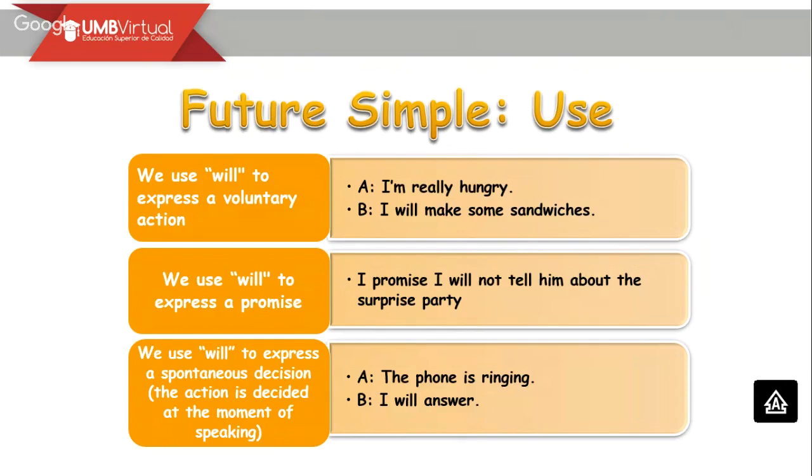Okay, let's continue. With the second part, we use will to express a promise. What is a promise? It's something that you said that is going to be true, that you're going to do, maybe in a specific period of time, or maybe not. But most of the times that we make promises is because we are sure that we are going to accomplish them in a specific length of time.